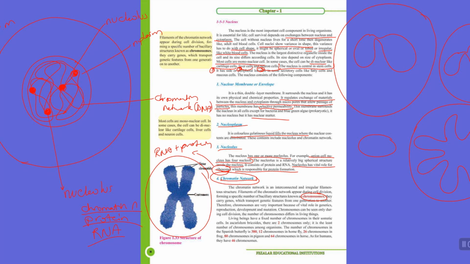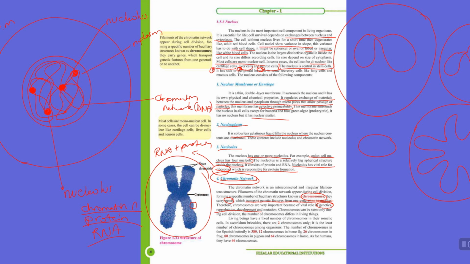They carry genes, a specific part of chromosome which carries one specific property like eye color or flower color or shape of color or position of flower on plant's body. Each of these genetic features is controlled by one gene located on chromosome and transports genetic features from one generation to another. Therefore, chromosomes are very important because of their vital role in genetics. We will study these genes and chromosomes in chapter 5 in detail, or reproduction, development, and mutation or maturation. Mutation also in genetics we will study.